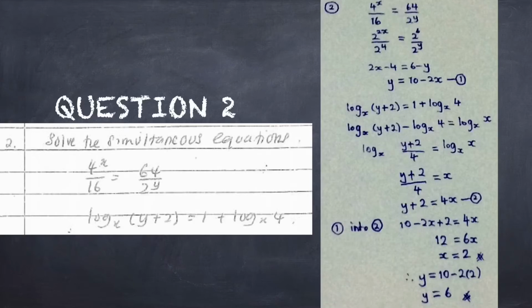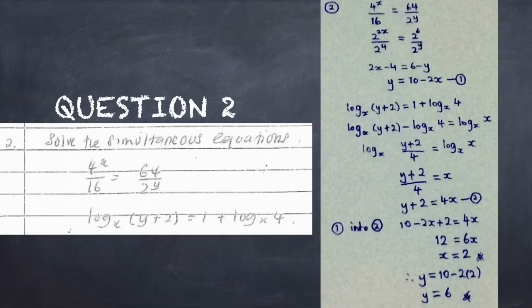So we just equate the powers. We have 2x minus 4 equals to 6 minus y. Alright, now you bring over the negative y to the other side, it becomes positive y, and then you have 6 plus 4 becomes 10, and then minus 2x. So this is your first equation.